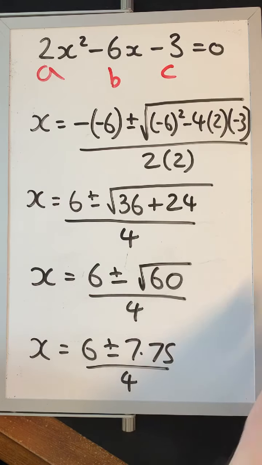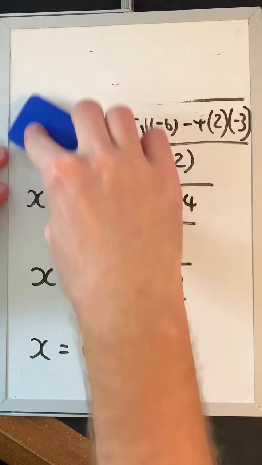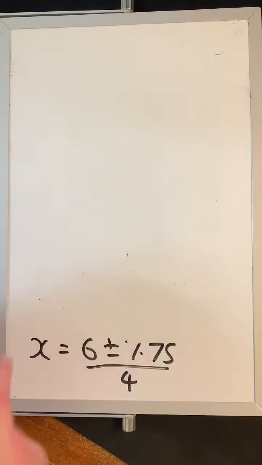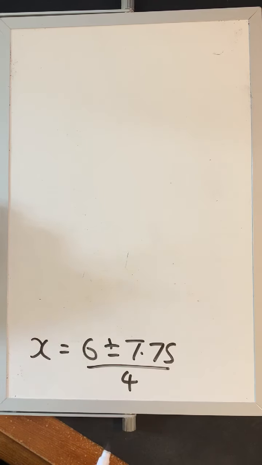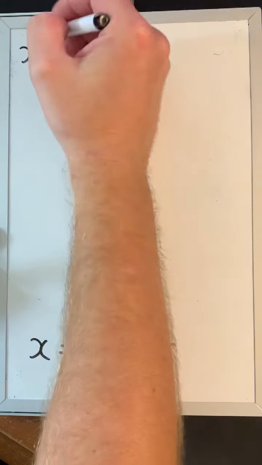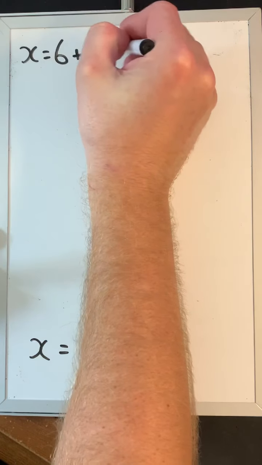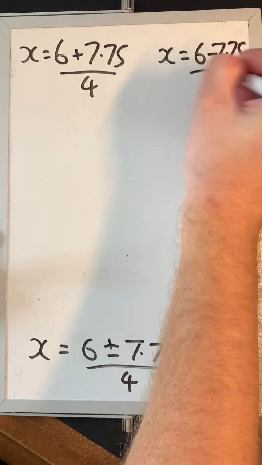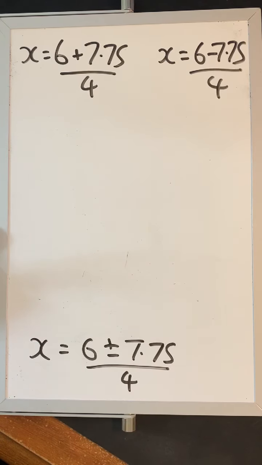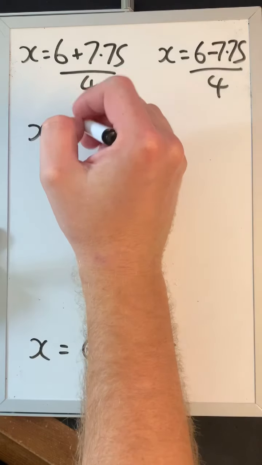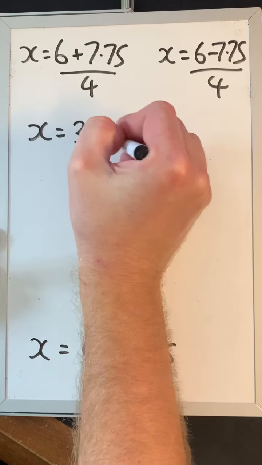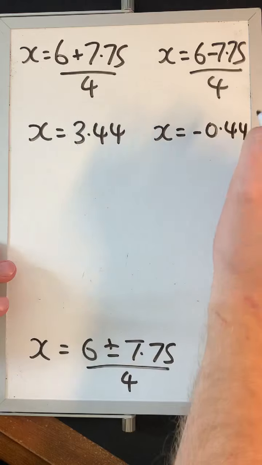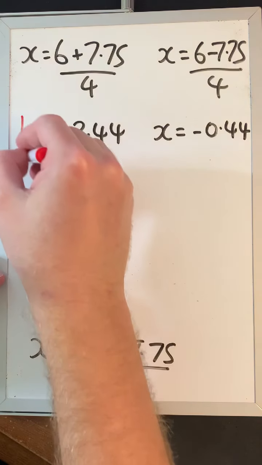Now if we break these up into 2, we've got 6 plus 7.75 over 4, and 6 minus 7.75 over 4. And we get our two roots then as 3.44 and minus 0.44. So these are the two roots to that equation.